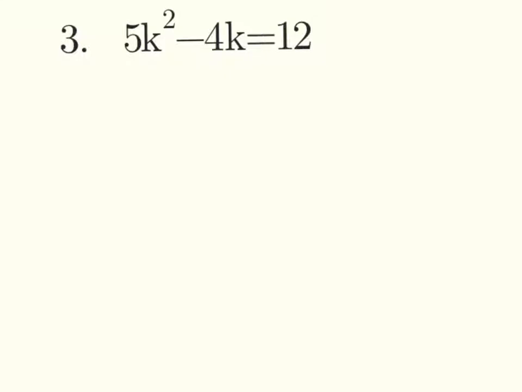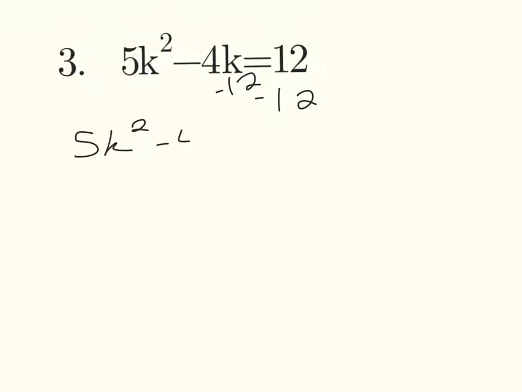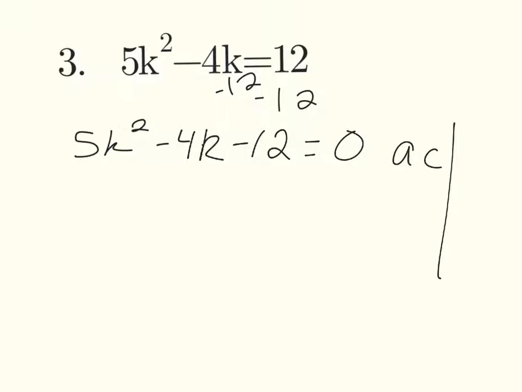Alright. Again, same thing. We do not have our equal 0 here. Let's take care of that. Make sure we do that first. Think about what term that is. Is that our A term? Is that our B term? Or is that our C term? Well, that's our C term because it doesn't have the variable. So we rewrite it as 5k squared minus 4k minus 12 equals 0.